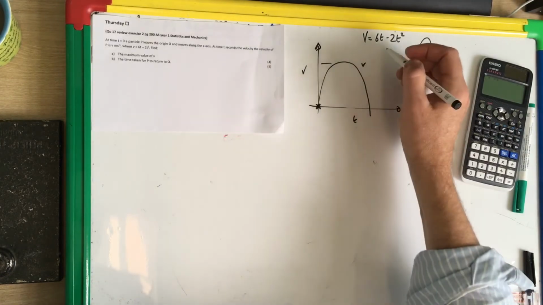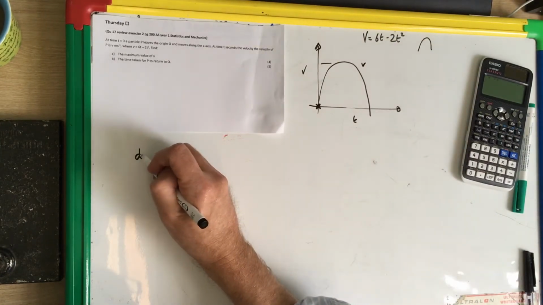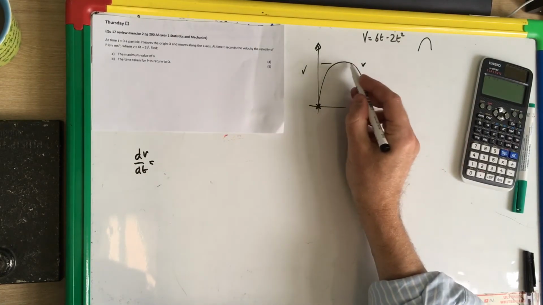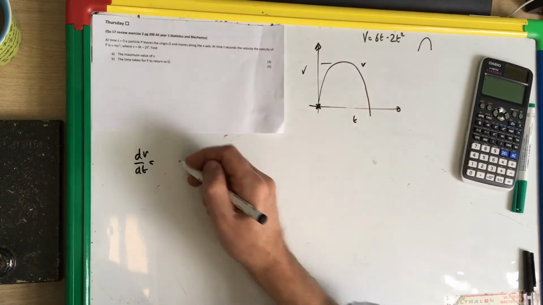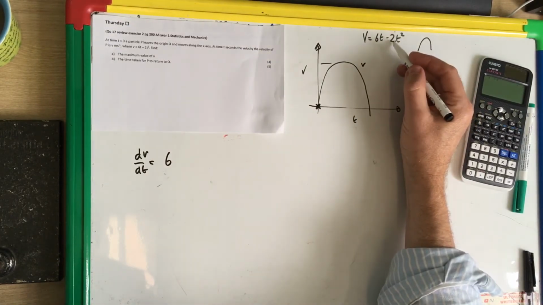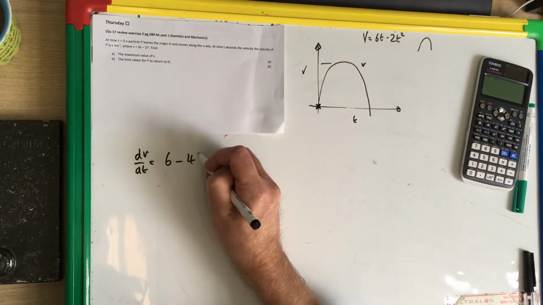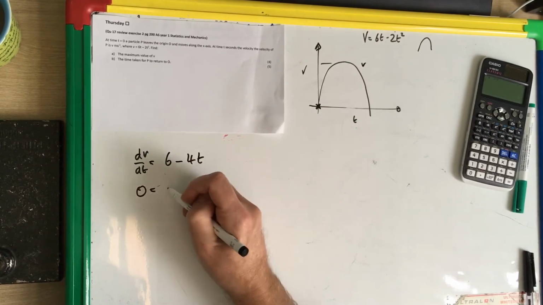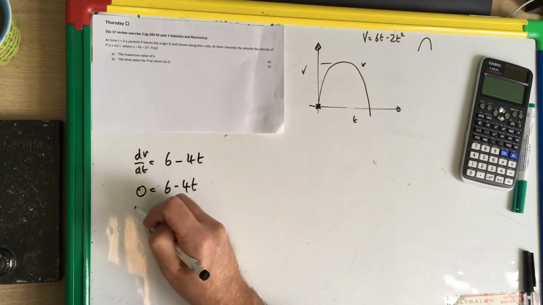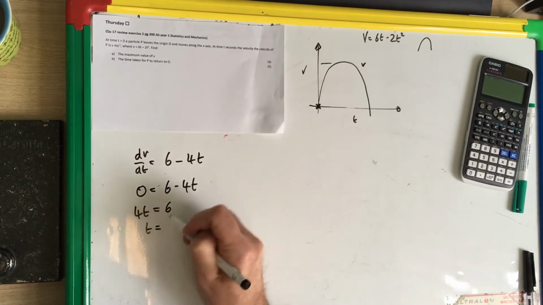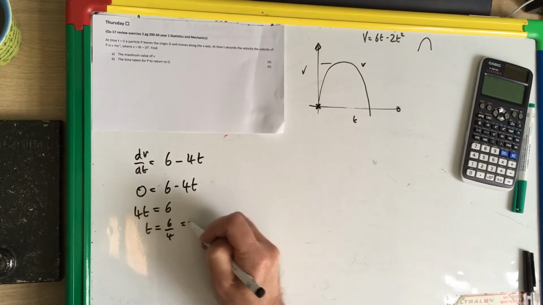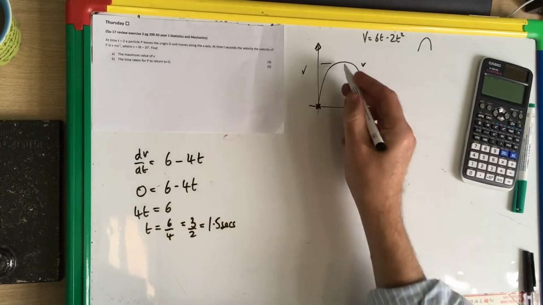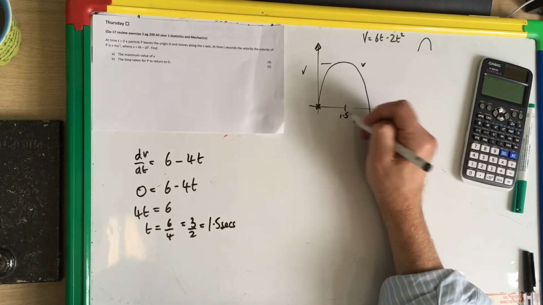So dv by dt, differentiate it, and then we'll find that's the gradient of the line, isn't it? And we'll find that stationary point, and that is 6 times by the power, not 1 off the power, so minus 4t. Okay, and if we put that equal to 0, because we want it when the gradient is 0, 6 minus 4t, we can say 4t is equal to 6, t is equal to 6 divided by 4, which is 3 over 2, which is 1.5 seconds. So it reaches that point at 1.5 seconds.